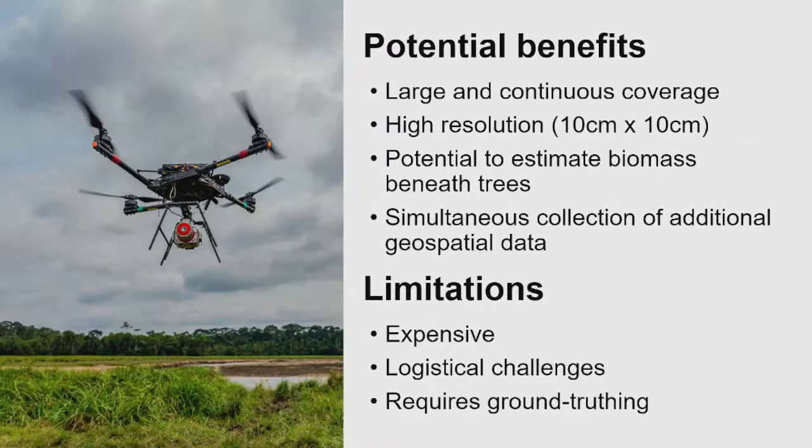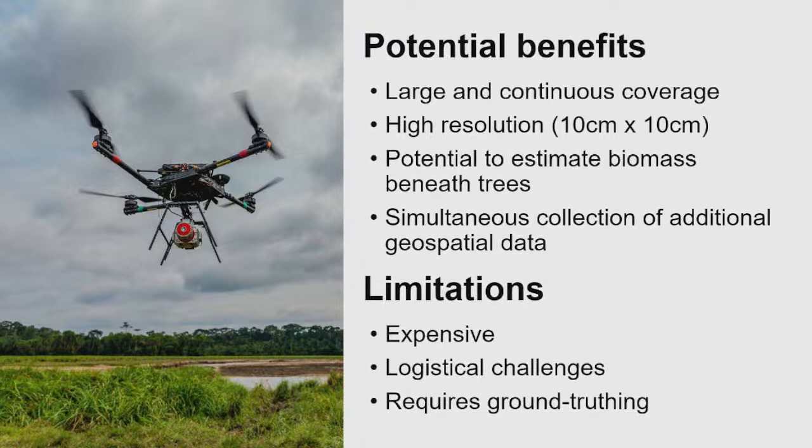And so what we wanted to do was to see whether we could do something similar at a larger scale with high-resolution remote sensing. So there's a number of potential benefits to this approach, right? It's large, continuous coverage. This particular platform here can cover somewhere in the neighborhood of 1,000 to 1,200 hectares per day. It's very high resolution, so we could potentially estimate grass biomass at a pixel size of 10 centimeters by 10 centimeters, so quite high resolution.